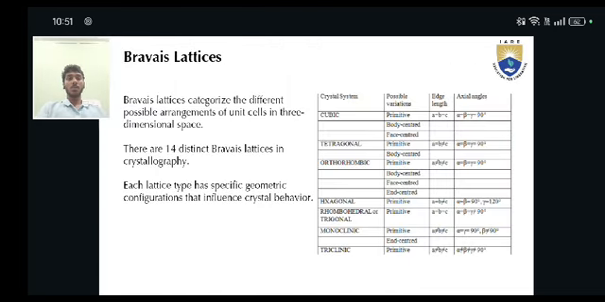Now let's see about Bravais lattices. Bravais lattices categorize the different possible arrangements of unit cells in three-dimensional space. There are 14 distinct Bravais lattices in crystallography. Each lattice type has specific geometric configurations that influence crystal behavior.